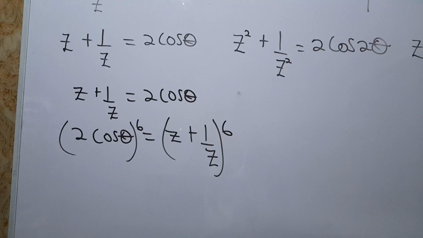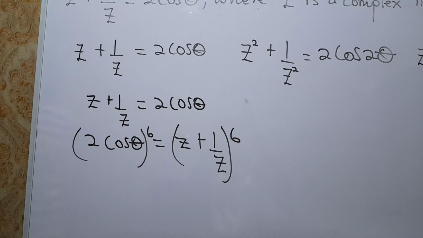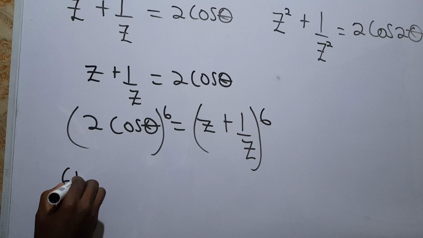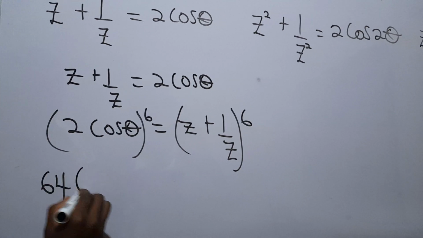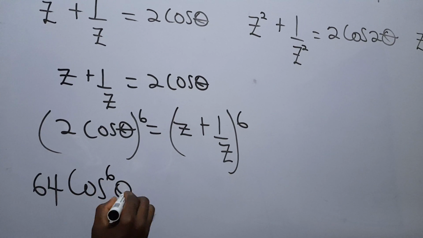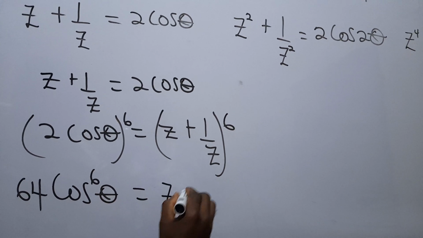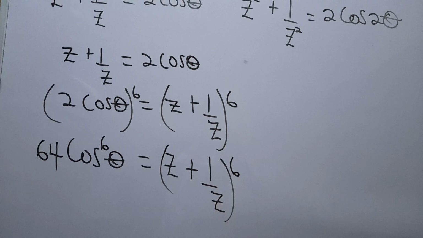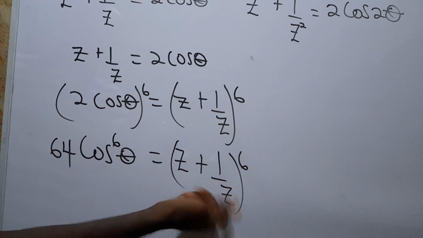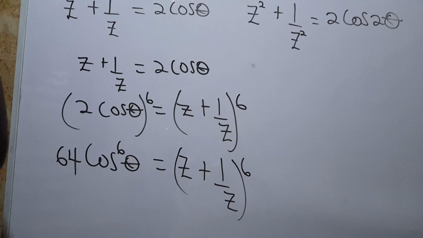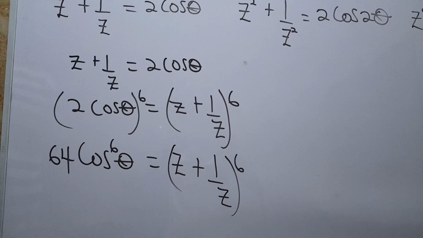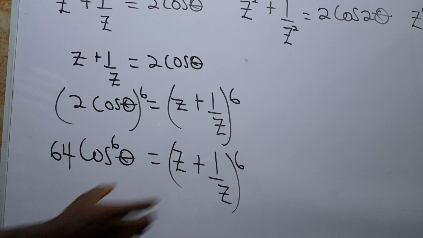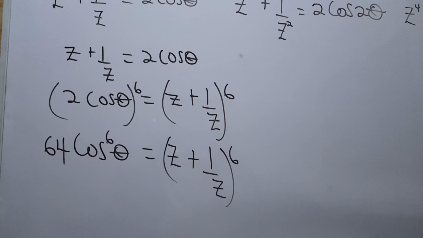So when we find the sixth root of both sides, we can get cos exponent 6 theta out of this. Now 2 exponent 6 is 64. So we have 64 cos exponent 6 theta, and it's equal to (z plus 1 over z) exponent 6. Now how do we expand this? We can expand this using Pascal triangle or binomial expansions. So I'll use Pascal triangle to expand this. Then after that, we substitute and continue from there.